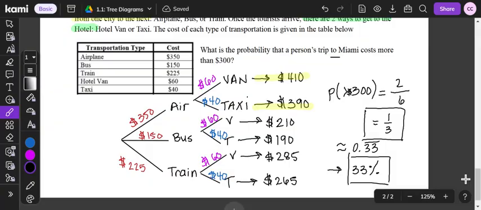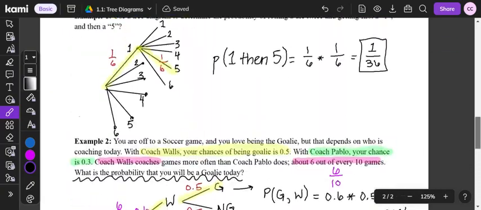Okay, that is it for Unit 1, Lesson 1. Good job, everyone.